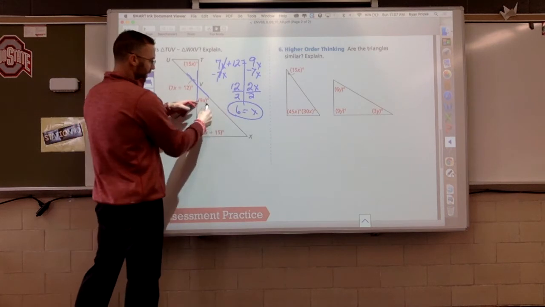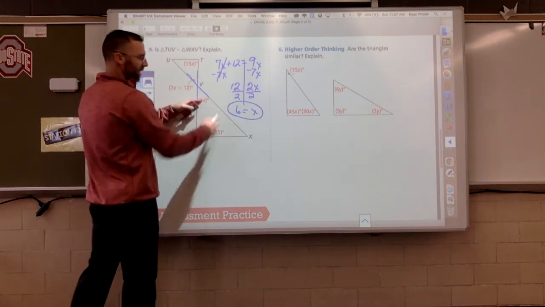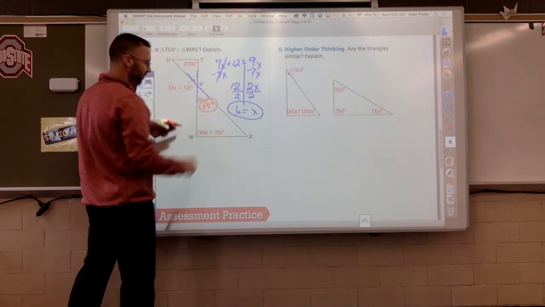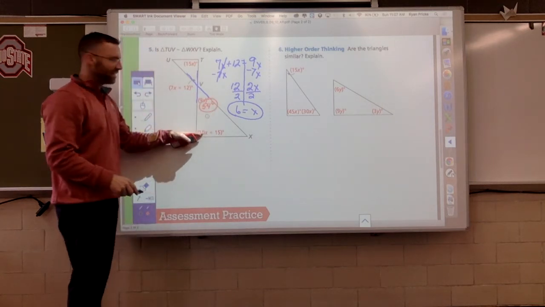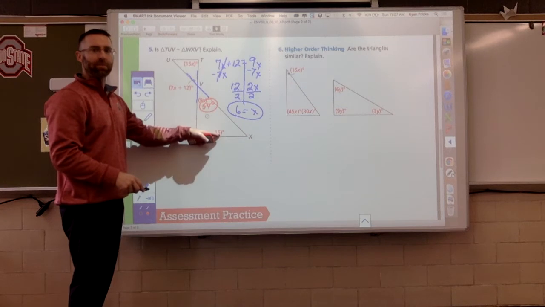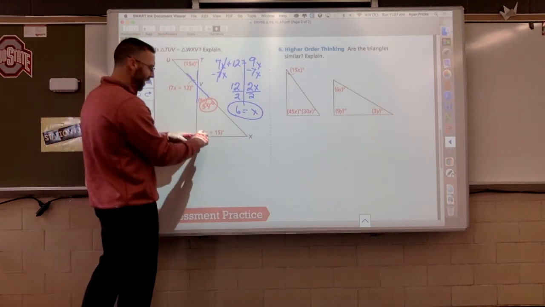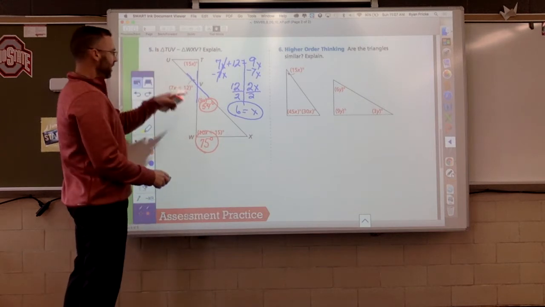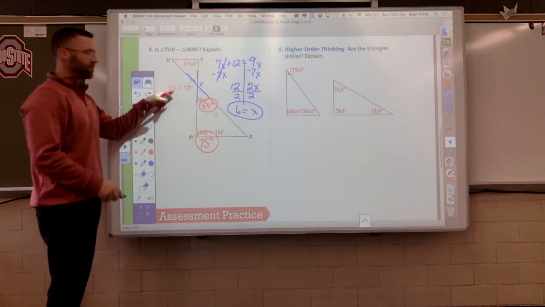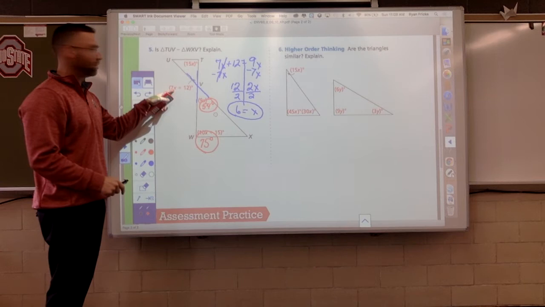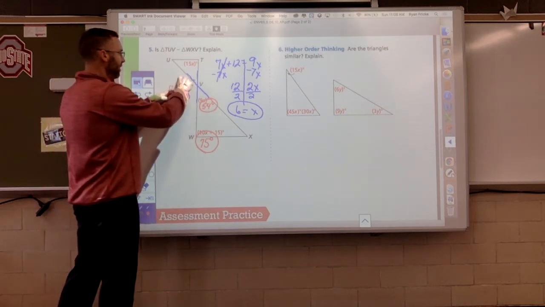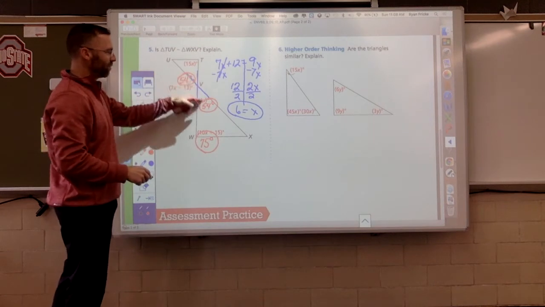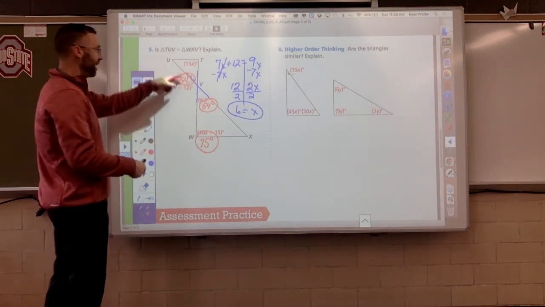So, 9x, well, what's 9 times 6? 54. This angle right here, 54 degrees. This angle, 10 times 6 is 60, plus 15 more, 75. This angle, 75 degrees. Okay, we can go here, 7 times 6, 42, plus 12 more, 54. Folks, we should have known those were going to be the same. They're vertical angles. They have to be the same. Okay?